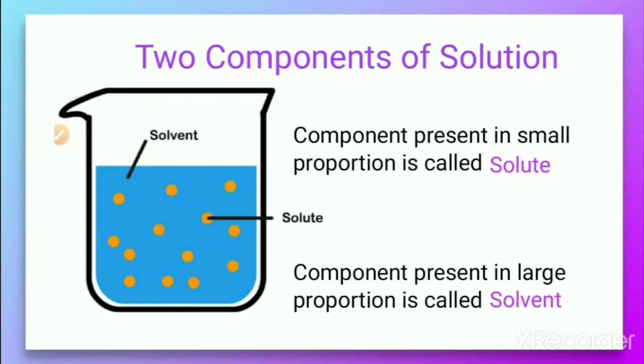The component which is present in the small proportion is called the solute, and the component which is present in the large proportion is called the solvent. As in the figure, the particles shown here are the solute particles present in the solvent. So the two components of a solution are solute and solvent. While expressing them with letters, we usually represent solute by capital B and solvent by capital A.